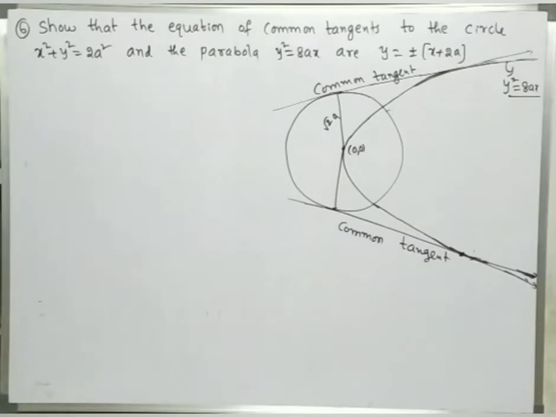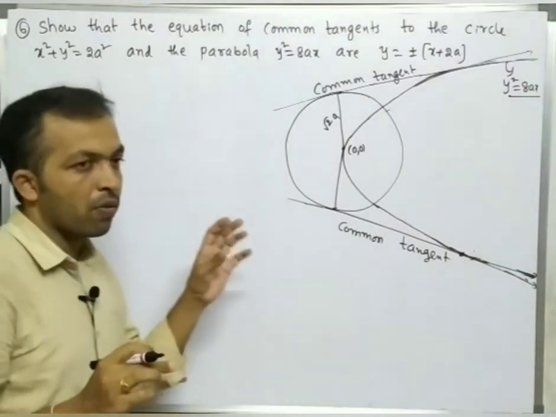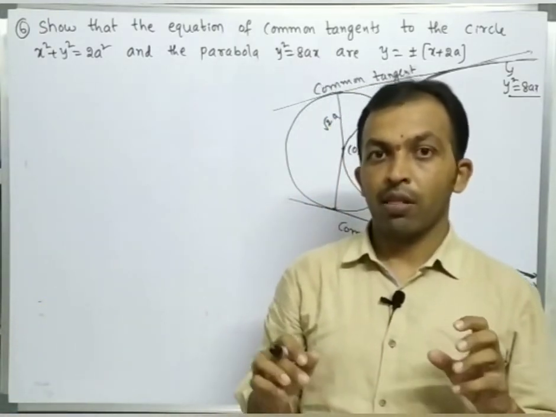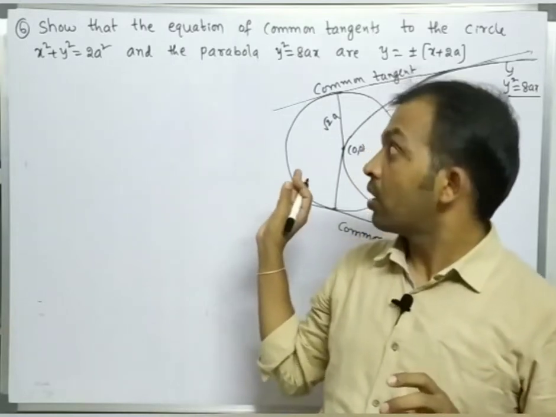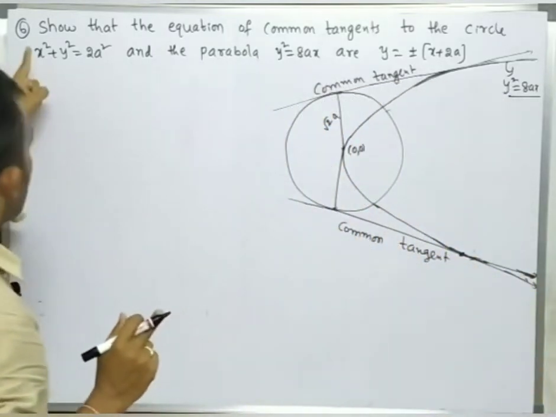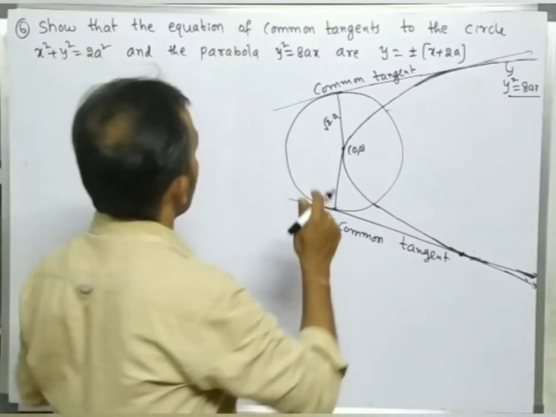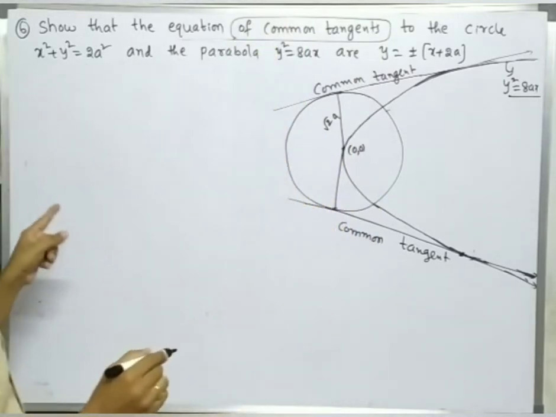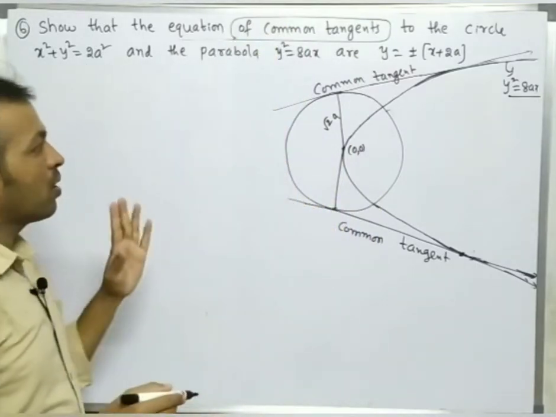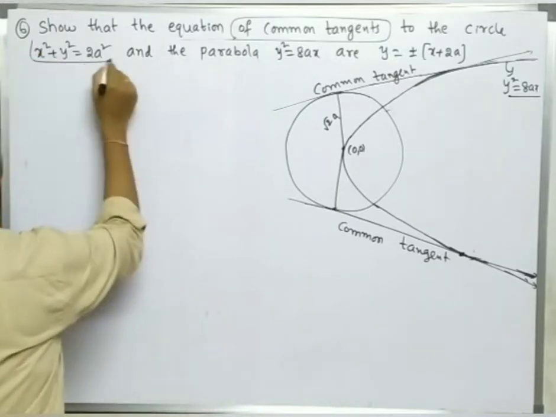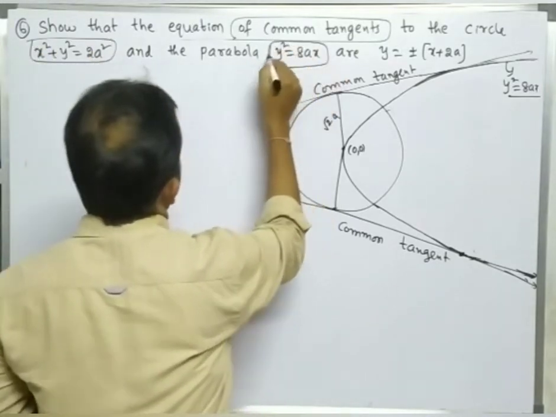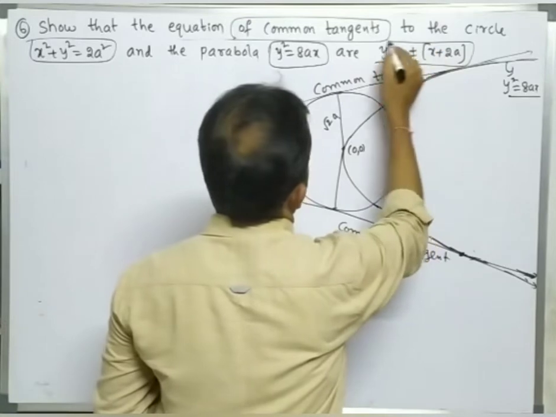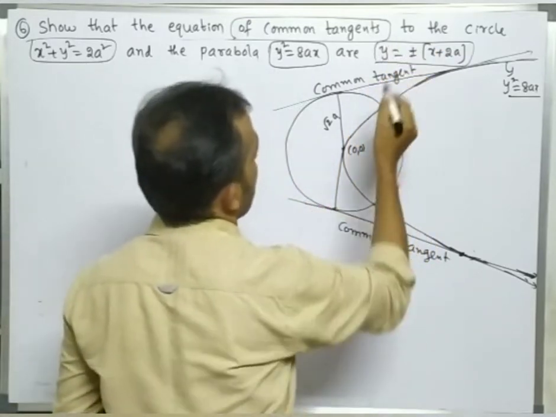Next, one more very important long answer type question. These types of questions are repeated in circles also. In the circle chapter also you did problems which are like this. So first one, show that the equation of common tangents to the circle and parabola are that one. The circle is given, the parabola is given, so we should find the common tangents to the circle and parabola like this. These are the two common tangents, plus or minus, we have.